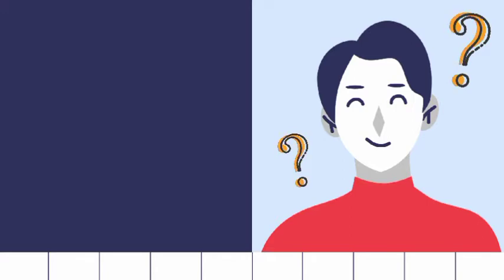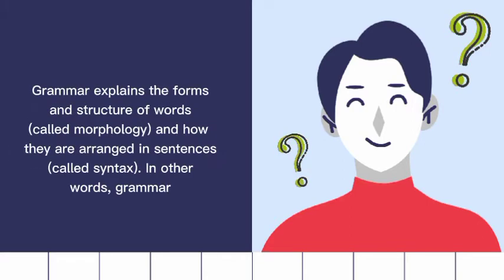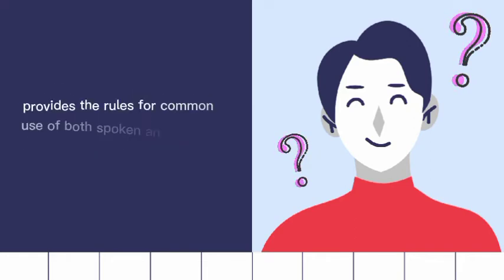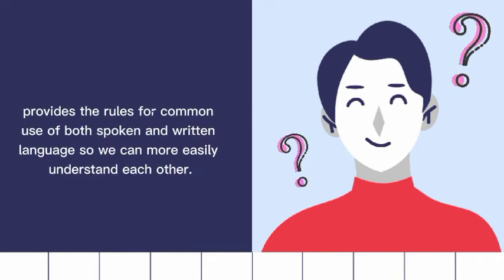So the first is grammar. Grammar explains the forms and structure of words, called morphology, and how they are arranged in sentences, called syntax. In other words, grammar provides the rules of common use of both spoken and written language so we can more easily understand each other.